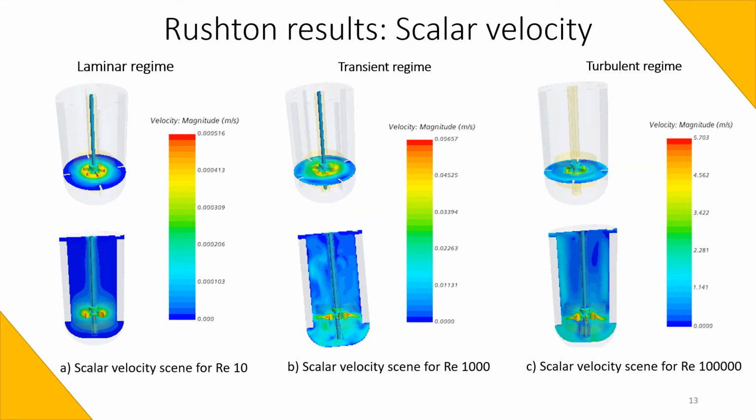As can be seen in this scalar velocity result for the Rushton impeller, the behavior of the fluid velocity depends on the type of regime of the fluid, since in the laminar regime the velocity is very low, while in the turbulent regime the velocity is very high. Also, the highest velocity occurs at the tip of the impeller for the three types of regimes.